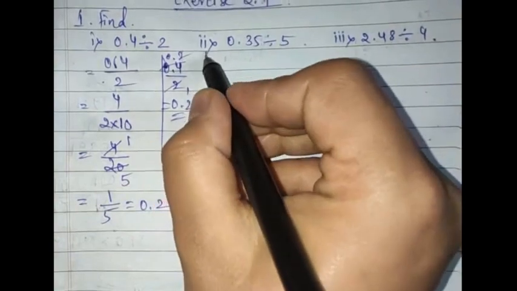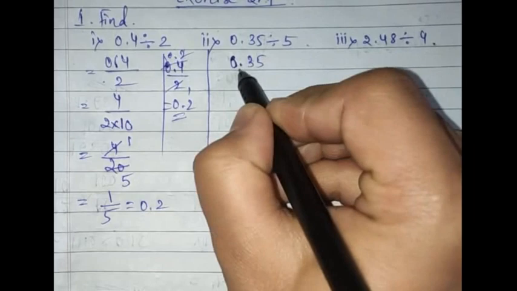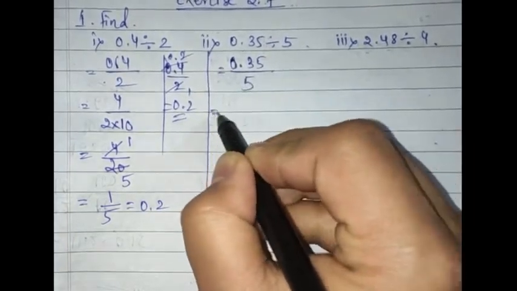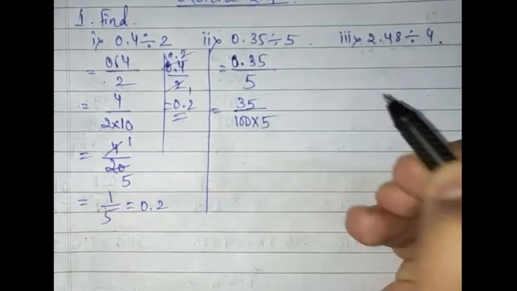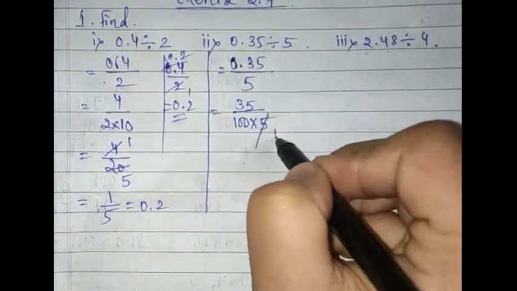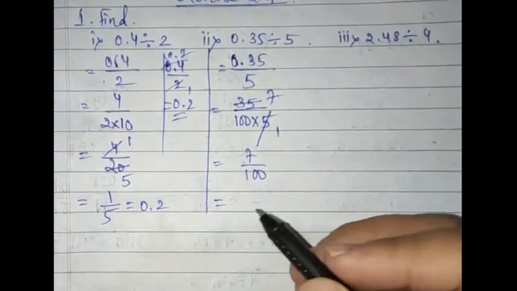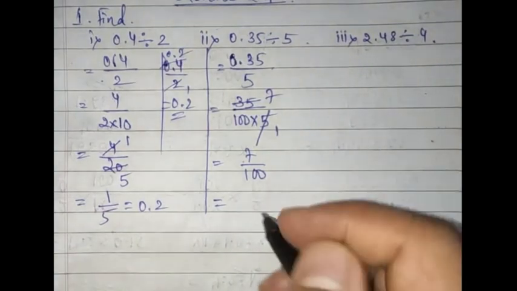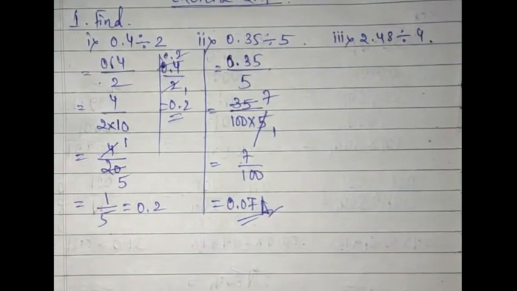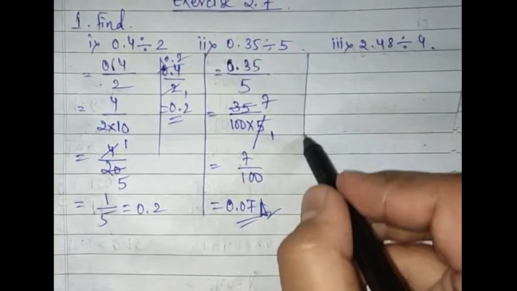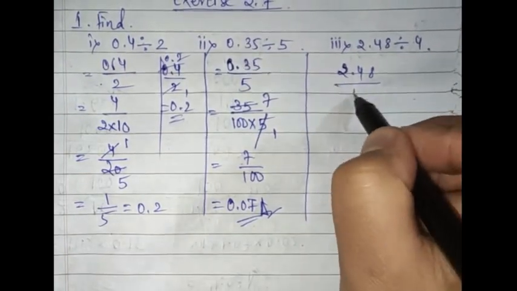Okay, so similarly we will proceed from number 1 to question number 2: 0.35 divided by 5. We can write it like this. So 35, the point we can remove and we can write 100 here, into 5, right? So we can cancel like this also. 5 1s are 5, 5 7s are 35, and 7 by 100. When you divide this, I hope you can divide it and you'll get the answer, 0.07.